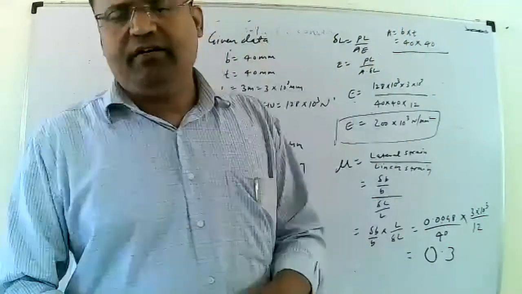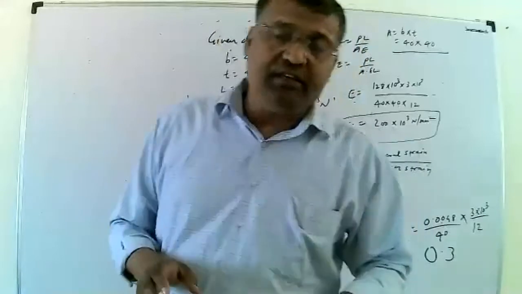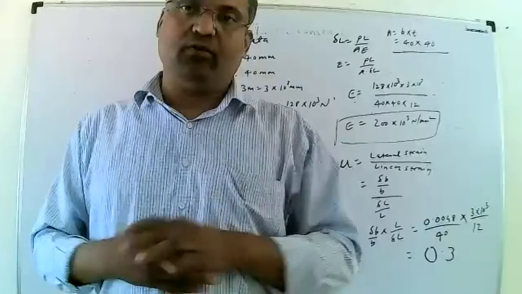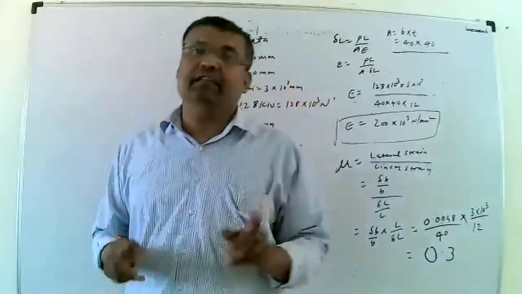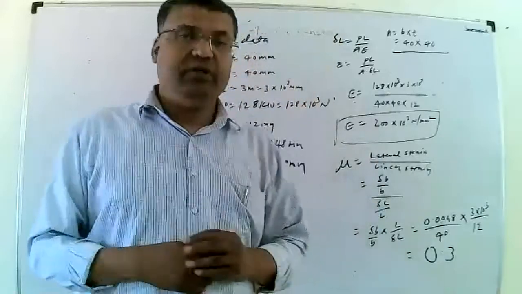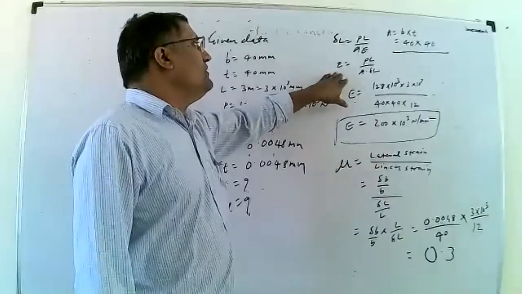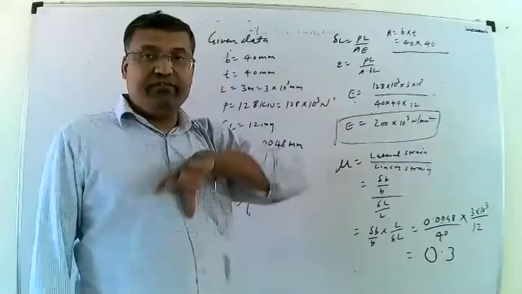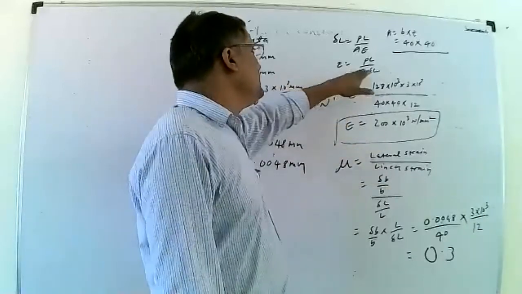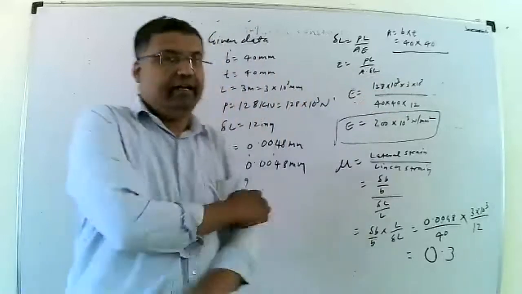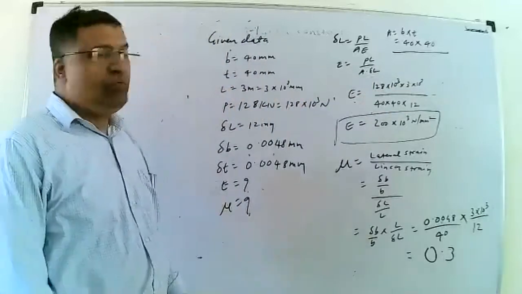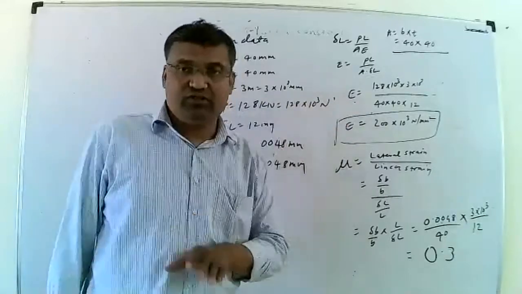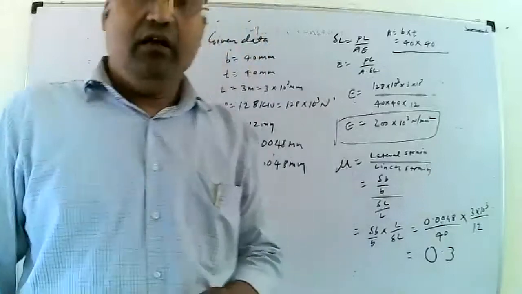Very simple way to calculate E is by using the formula of elongation or deformation or change in length, delta L, that is equal to PL upon AE. Then we do the simplification for the sake of convenience. Then E is equal to PL upon A into delta L. Then we put all these values. Then you can easily calculate Young's modulus of elasticity E.